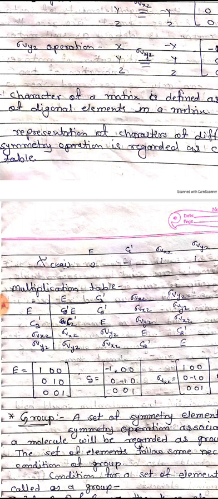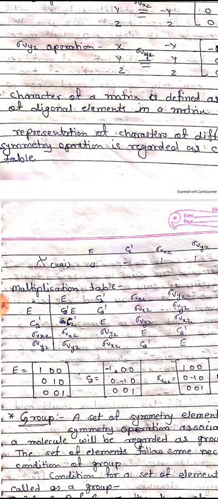Similarly, if the sigma vxz operation is combined with the identity operation, what will result? Sigma vxz. Similarly, if the identity operation is combined with sigma vyz, then you will get sigma vyz. This is the group multiplication table.